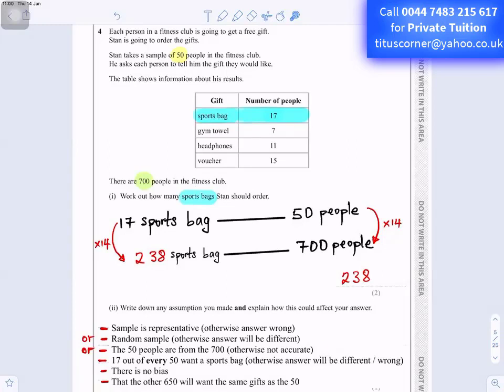And so that is some of the reasons which you would give to make sure your answer is correct, the assumptions you have made.